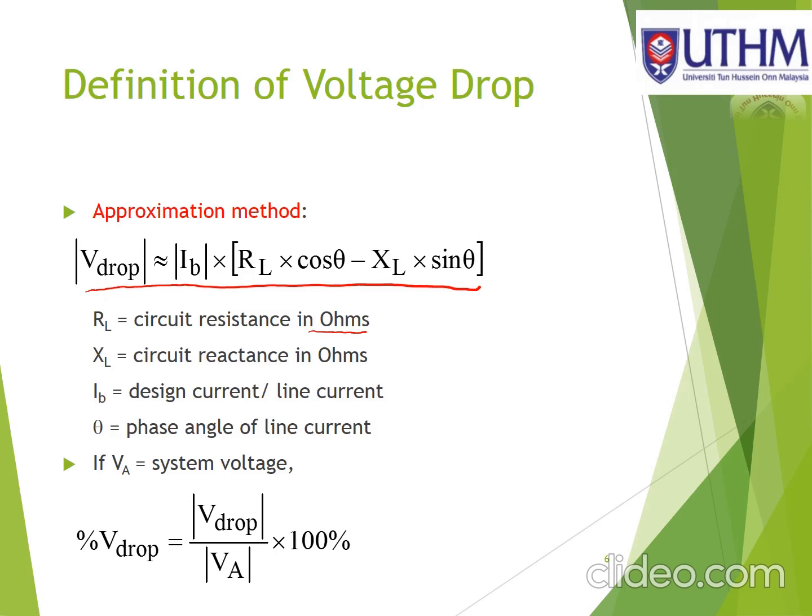And then to get the voltage drop, if VA is equal to the system voltage, the percentage of voltage drop is equal to V drop, the value from this formula, divided by VA, the system voltage, times 100%. We have to consider that the percentage of voltage drop is within the limitation of the standard to make sure that our design is correct.